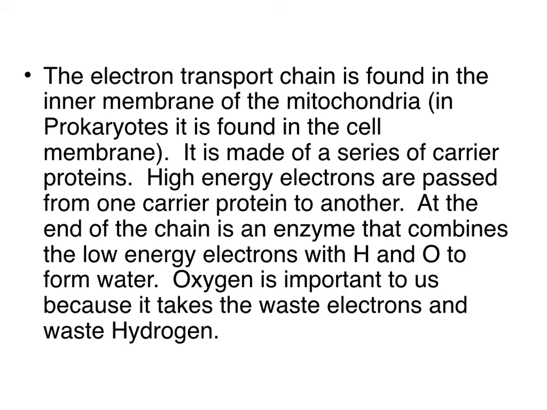And the electron transport chain is found in the inner membrane of the mitochondria. In prokaryotes, it's found in the cell membrane. It is made of a series of carrier proteins. High energy electrons are passed from one carrier protein to another. At the end of the chain is an enzyme that combines low energy electrons with hydrogen and oxygen to form water. Oxygen is important to us because it takes the waste electrons and waste hydrogen.